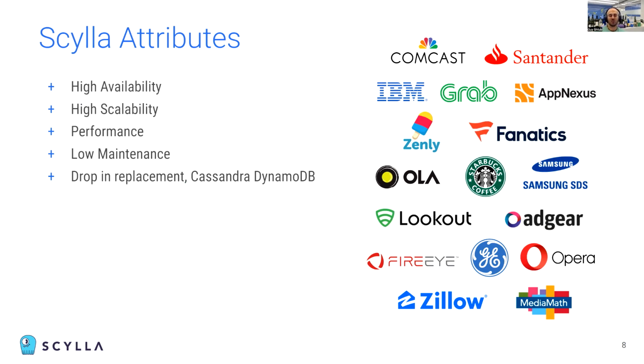ScyllaDB started as a drop-in replacement for Apache Cassandra. Apache Cassandra is one of the top 10 leading databases, so it's quite popular. It was initially started at Facebook, and then it was open sourced. And ScyllaDB basically started as a rewrite of Apache Cassandra, which is written in Java, but with some performance and other improvements, and also written in C++. So some of the attributes of ScyllaDB are high availability.